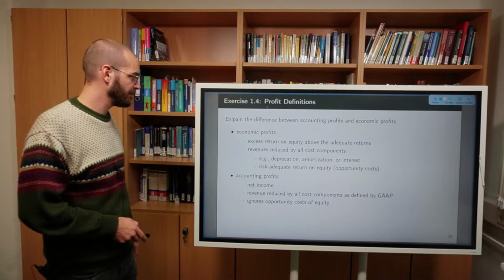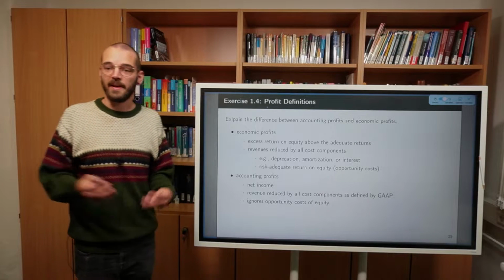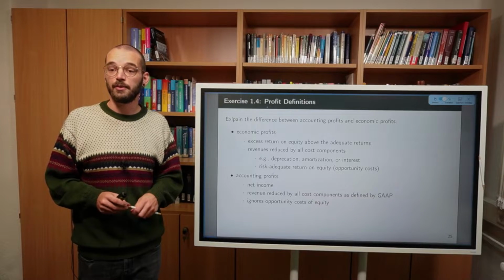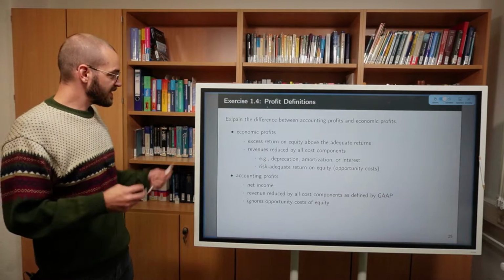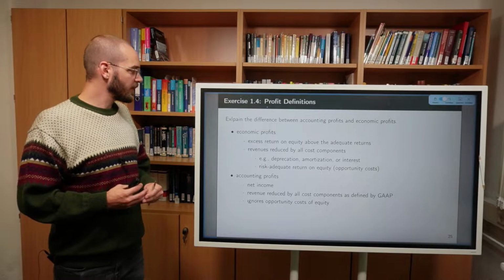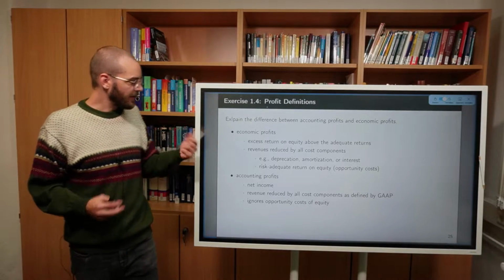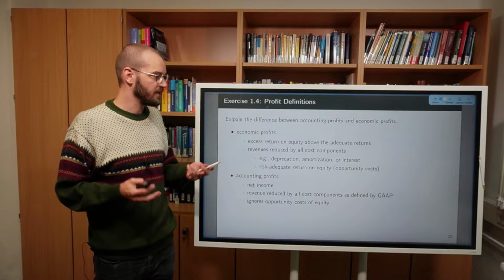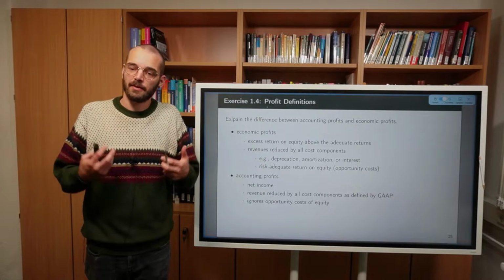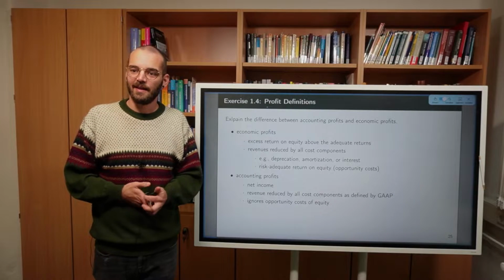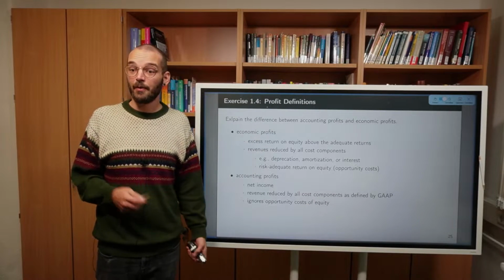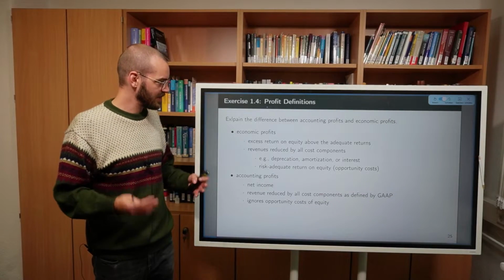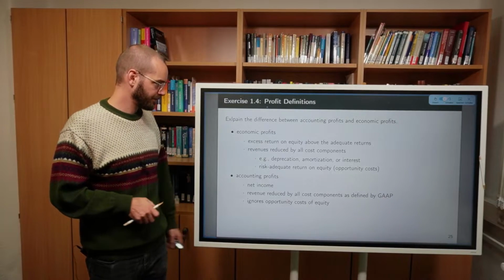economic profits. And the difference, well, they are manifold, but let's try to narrow it down to a few key differences. Let's start by looking at what are economic profits. Economic profits are understood to be excess return on equity above an adequate return on equity, which of course is quite a mouthful and demands further definitions along the way. But let's, for now, just keep that as it is.